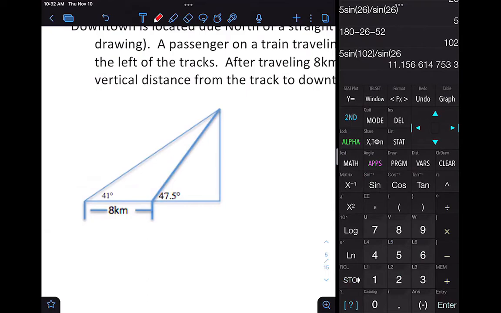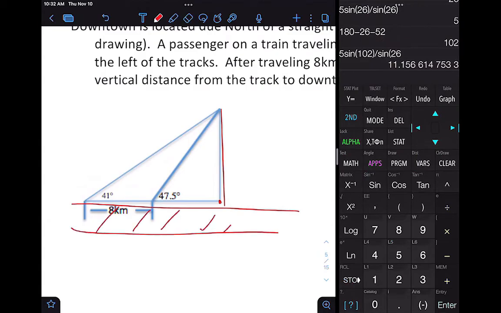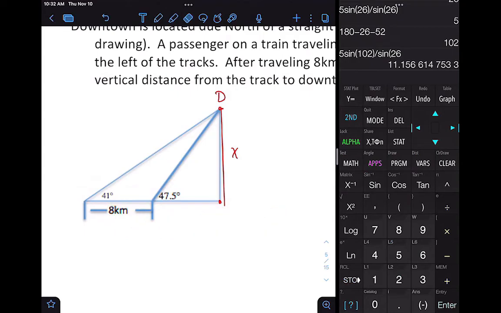So basically they're saying the shortest distance from the train tracks to downtown, that's what you're trying to find. So I'm going to put x right there. I'm going to erase all this extra junk that we don't need. Here's the issue: if you just look at this triangle and try to use SOHCAHTOA, it's a right triangle, but we don't have any side lengths of that triangle.